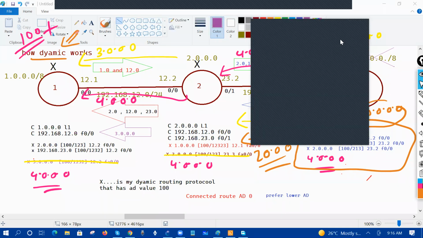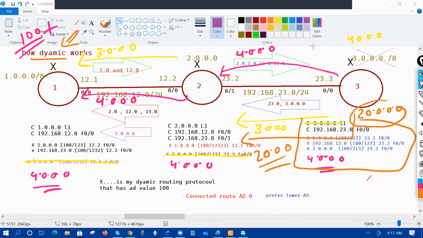How much time will it take, sir, for the update? That depends on the routing protocol, guys. I told you, every routing protocol has a different behavior. If I'm going to talk about RIP, 30 seconds. EIGRP, 5 seconds. Again, I'm not explaining any routing protocol. I'm just explaining how dynamic works, guys. So don't confuse it with dynamic routing protocols, I'm just explaining the term dynamic.